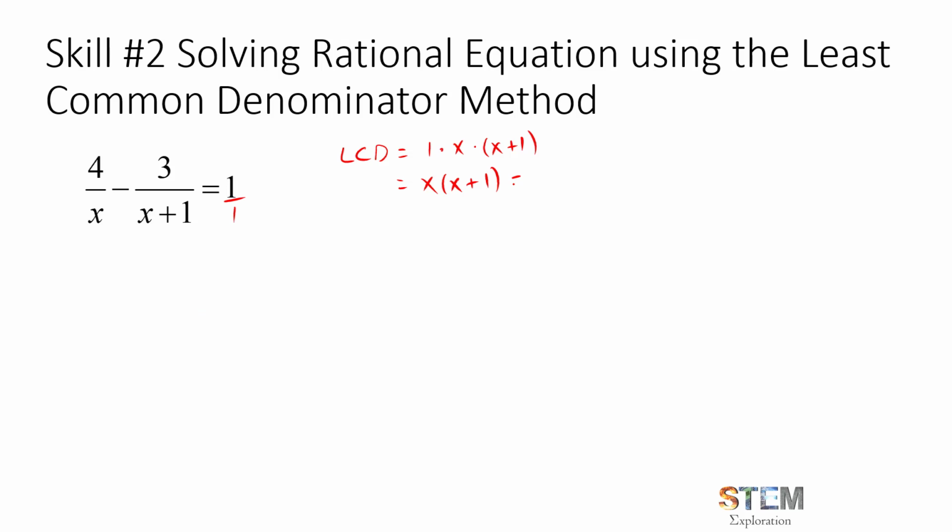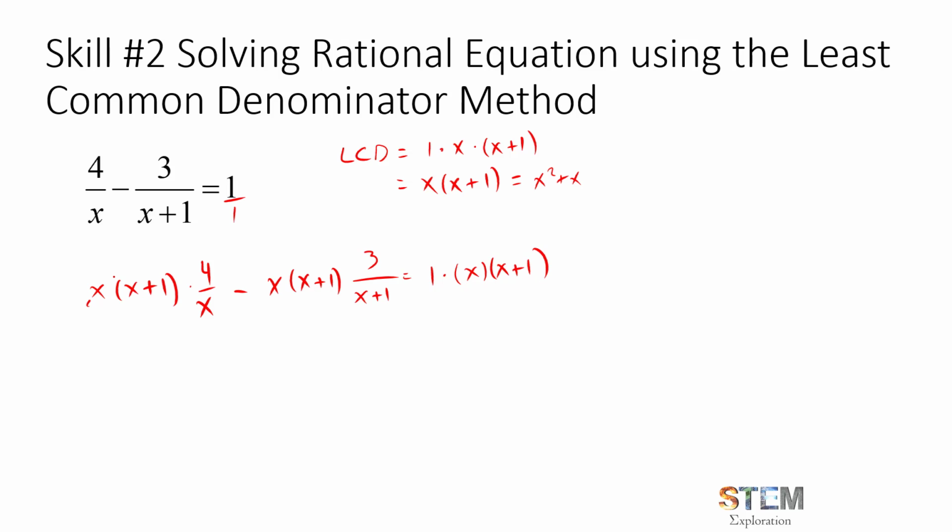Or we could write it out as x squared plus x if we wanted to. But I'm actually going to leave it like this, and I'm going to show you why here. So if we go x times x plus 1 times 4 over x. And now whatever I do to one term in this entire equation, I have to do to all 3 terms. And now I go x times x plus 1 and multiply that to 3 over x plus 1 equals 1 times x plus 1.